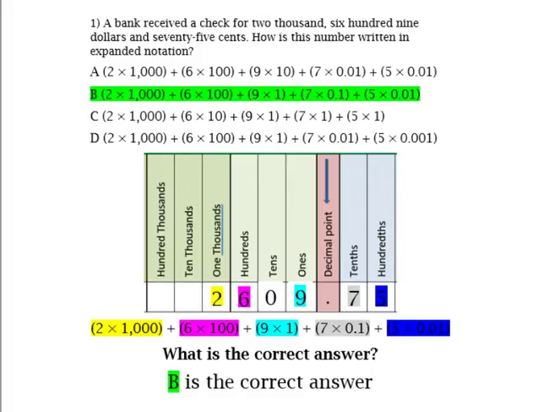If you said answer choice B is correct, you are right. Let's take a look. We have 2 times 1,000, that's correct. Plus 6 times 100, that's correct. Plus 9 times 1, that's correct. Plus 7 times the tenths place, that's correct. And also plus 5 times the hundredths place. So B is our correct answer.